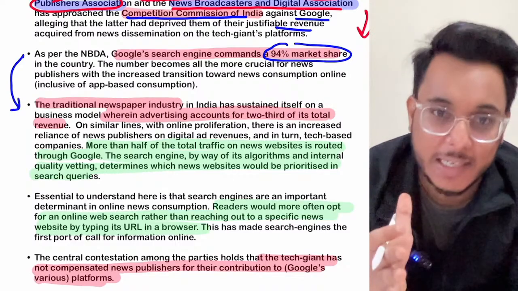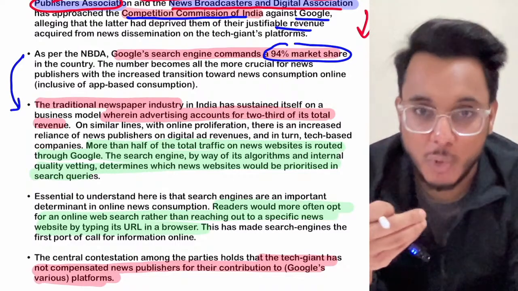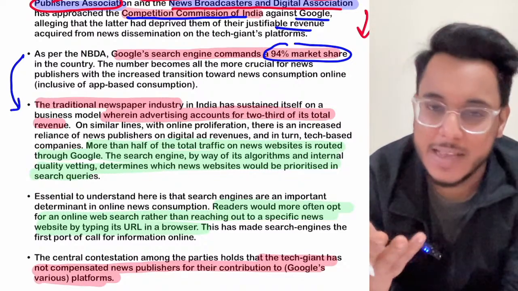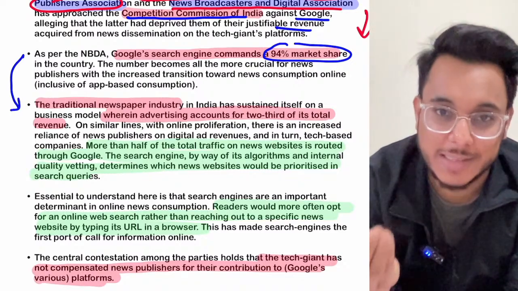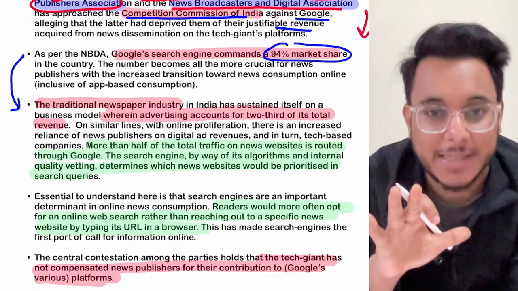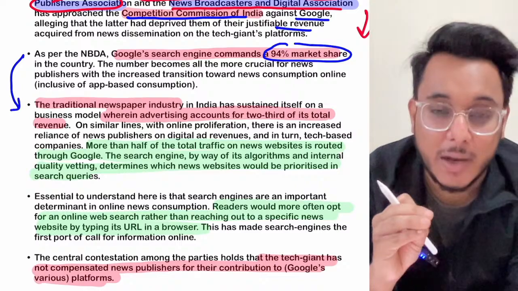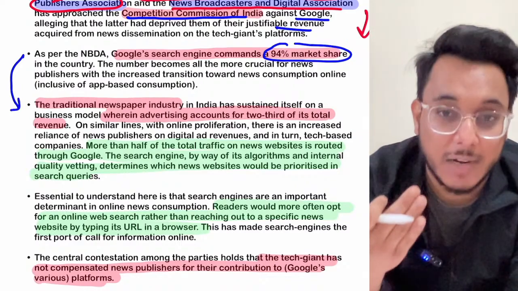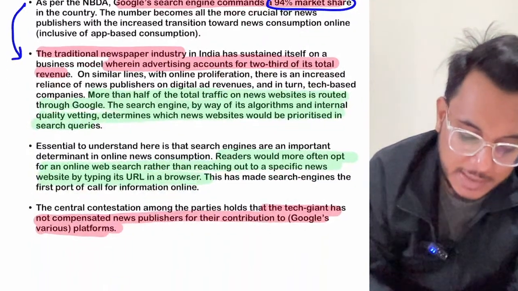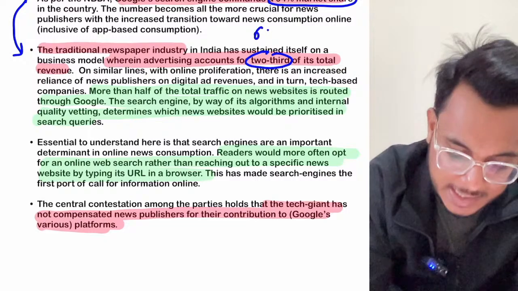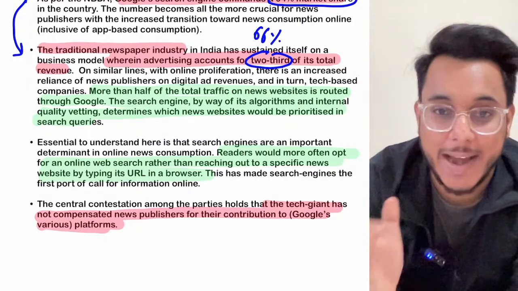Their revenue doesn't come from the money you give when you buy the newspaper. Let's say you are buying a newspaper for 10 rupees. That 10 rupees will not even cover the cost of the paper and the printing. Their revenue comes from advertisement. Traditionally, two-thirds, or 66%, of newspaper revenue has come from advertising.